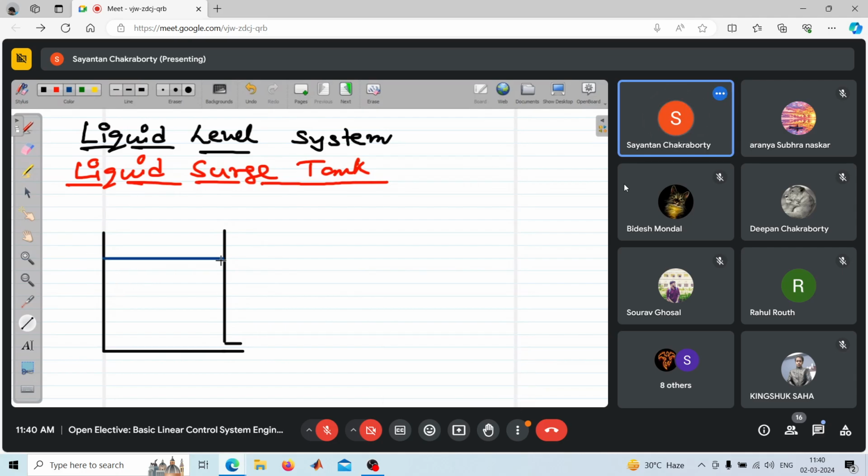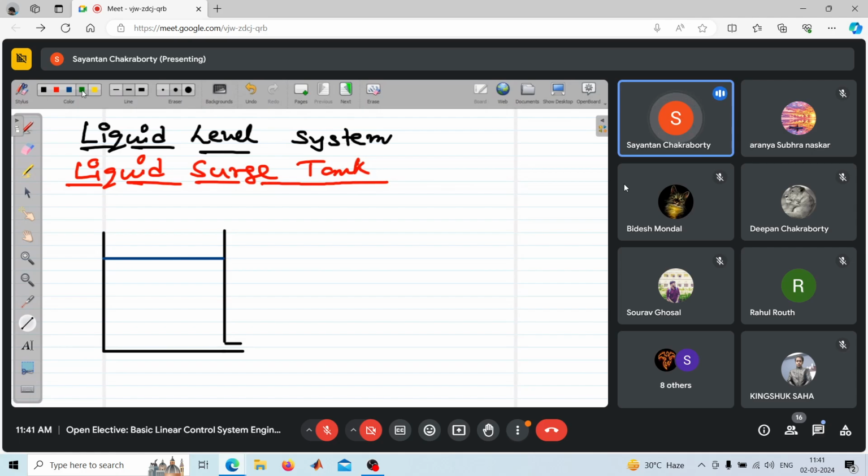So there is a surge tank. If you remember, suppose you want to supply a particular flow rate of water to varied customers, like a municipal water supply. The problem is that the customer demand will vary at different times of the day. Due to change in their demand, there will be load disturbances on your supply, and there will be a fall or rise in the flow rate, because instantaneously you cannot take care of the disturbances.